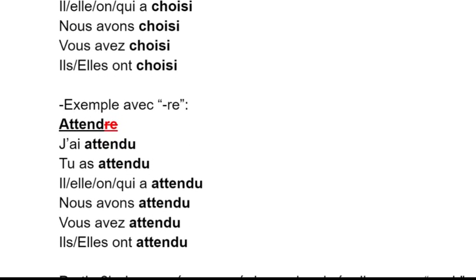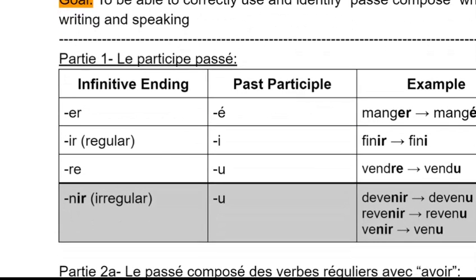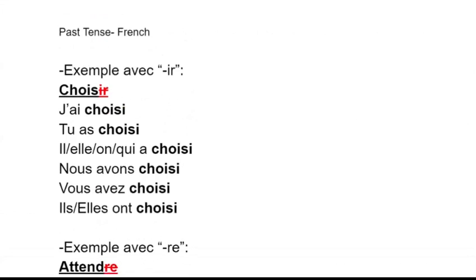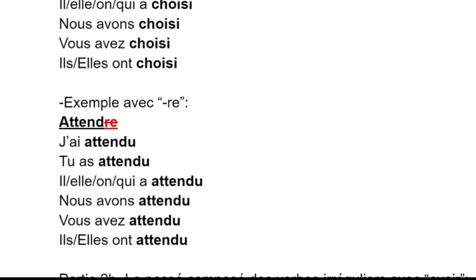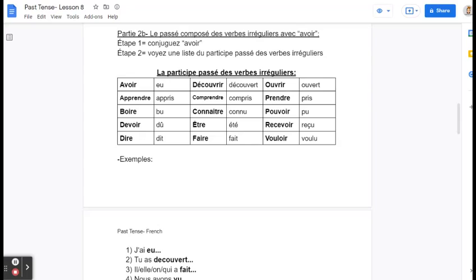And one more example with RE. For example, attendre. J'ai attendu, remember it changes to a U because it's regular. So j'ai attendu, tu as attendu, il, elle, on a attendu, nous avons attendu, vous avez attendu, ils, elles ont attendu.